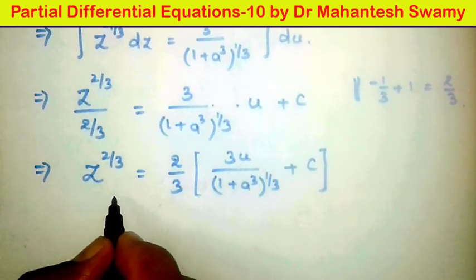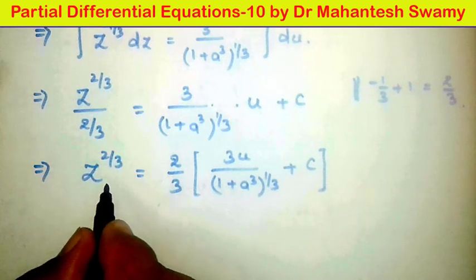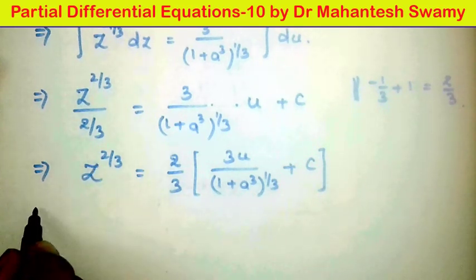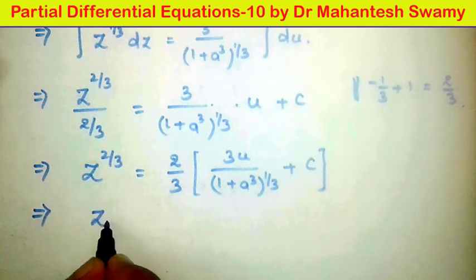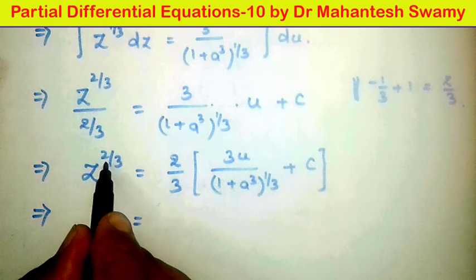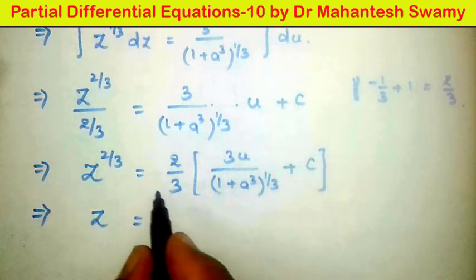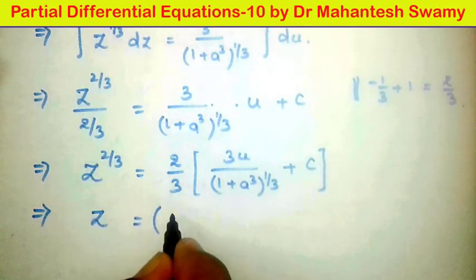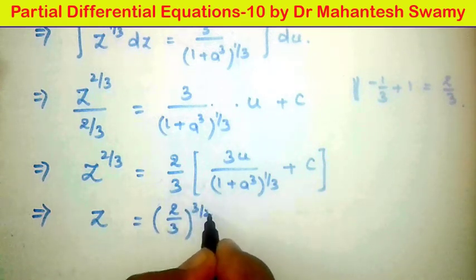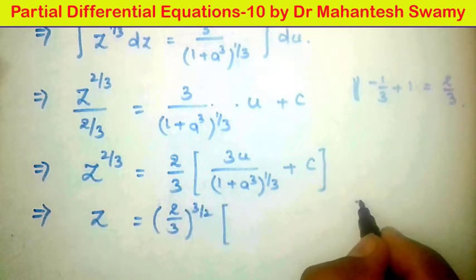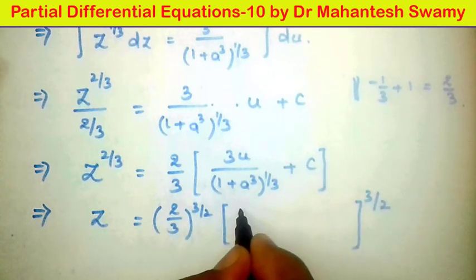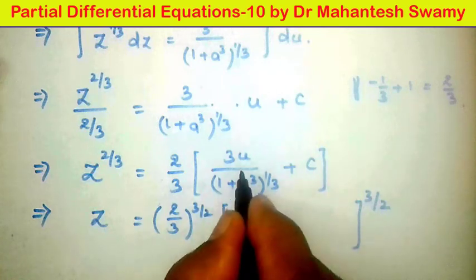If we want, we can put the answer in a systematic way. Let us write it as z equal to, because z is the unknown of the differential equation, z is equal to, that is this power when it is transferred to the other side it becomes 3 by 2. So it is 2 by 3 to the power 3 by 2 into the bracket, this entire bracket whole to the power 3 by 2.